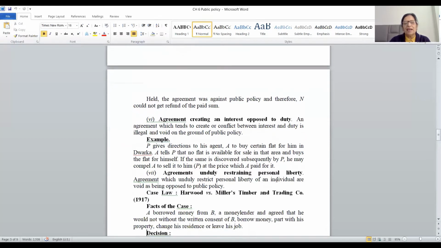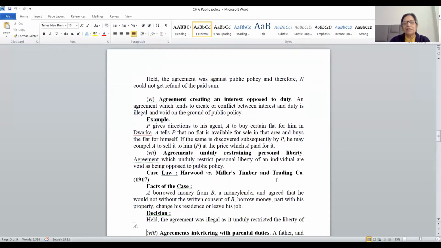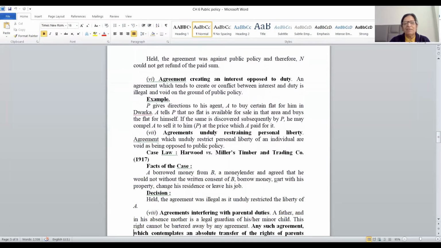Then next is agreements unduly restraining personal liberty. Everybody has the right to live with freedom. Nobody can put restrictions on his personal liberty. And if they are imposed, then that agreement will not be valid, it will be void.